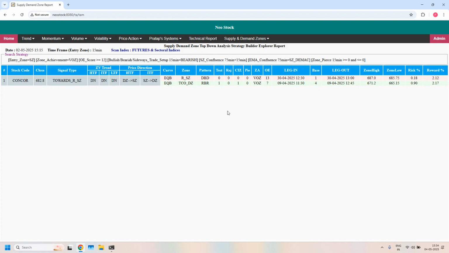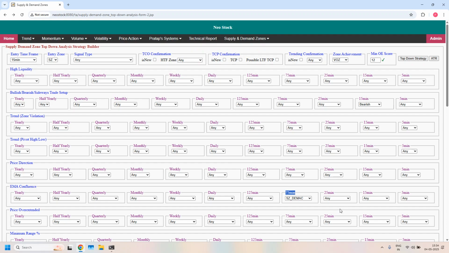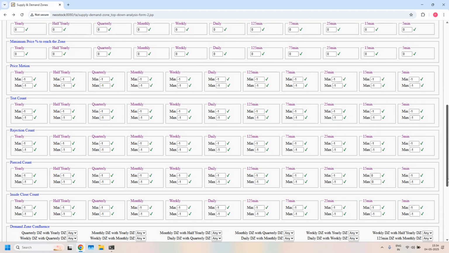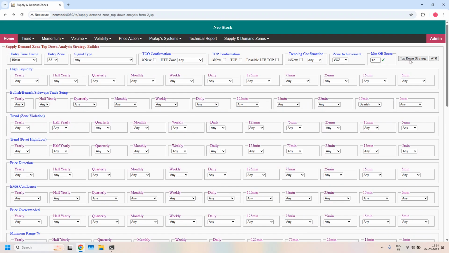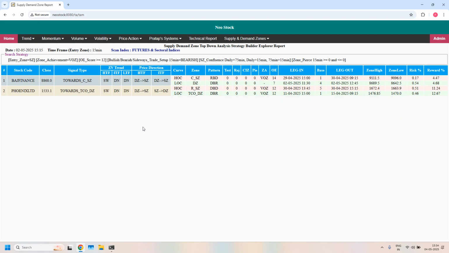Next, we will look into LTF, ITF and even HTF supply zone confluence supported stocks. Removing the EMA filter. In the supply zone confluence, we have to set 3 filters. The first filter is already enabled, 15 minutes and 75 minutes supply zone confluence. Next, 15 minutes and daily supply zone confluence, and 75 minutes and daily supply zone confluence. By enabling all the 3 filters, LTF, ITF, HTF supply zone confluence, we got 2 stocks.